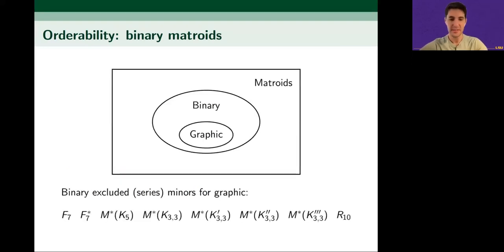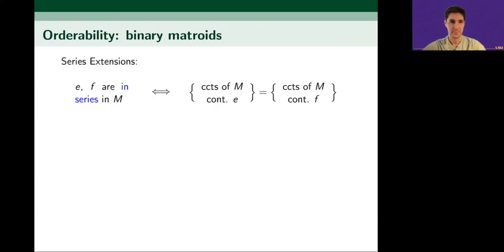But at this point, we took one step outside of graphic, and no matter what direction we stepped, we ran into a wall of not orderable. So hopefully, like I was, you probably have this sneaking suspicion that the answer to which binary matroids are orderable is just the graphic ones. So to get there, the idea was take those series minors, which we know aren't orderable, and then show that their series extensions are not orderable.